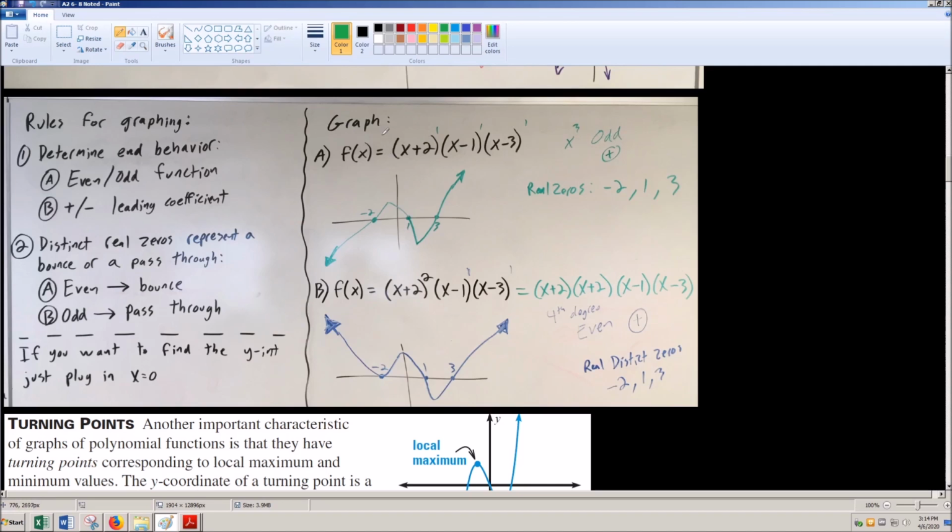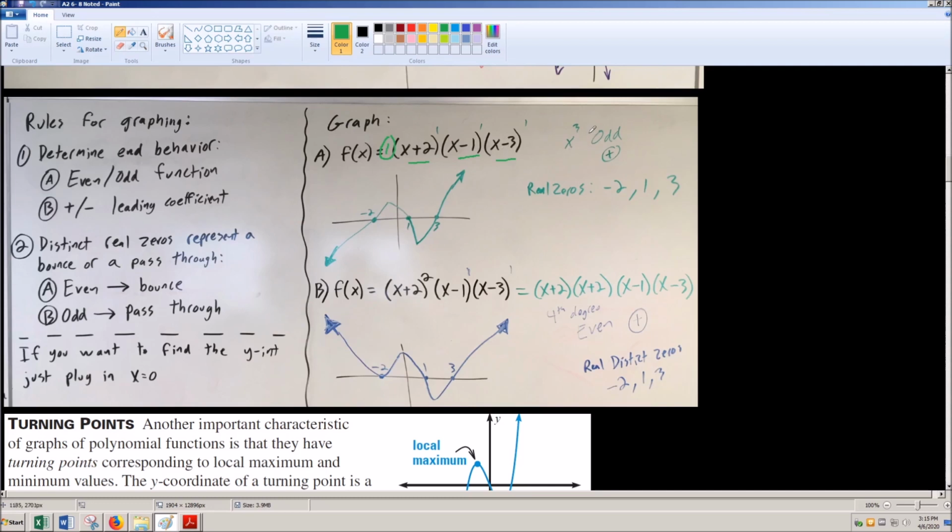I don't see anything in front here, so when we don't see anything in front, it just means there's a positive 1. Cool, all right, that means it's a positive function. Now where are my real zeros? Well, here I got 1 at negative 2, 1 at positive 1, and 1 at positive 3. So here are the zeros, and we see them crossing at those points.